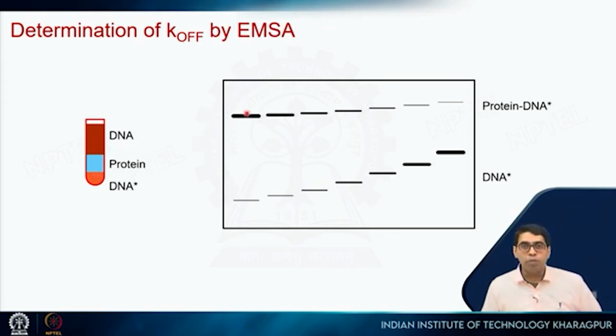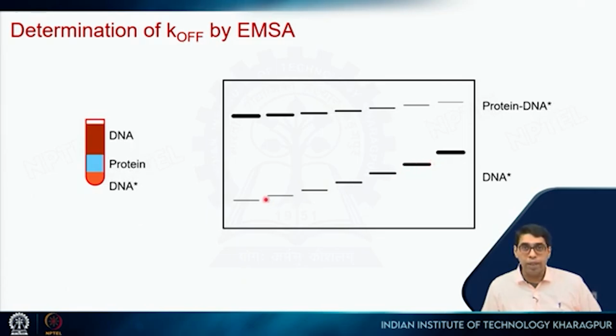As we go from here to here, we will see less and less complex because more and more of this labeled DNA protein complex will be replaced by unlabeled DNA protein complex, and you will see more and more of the free DNA, right? So we can quantify this as a function of time, and we can get the off rate.